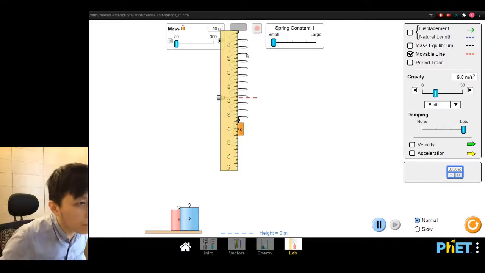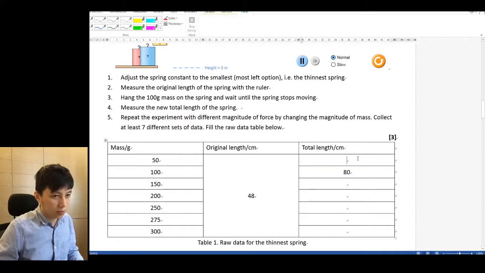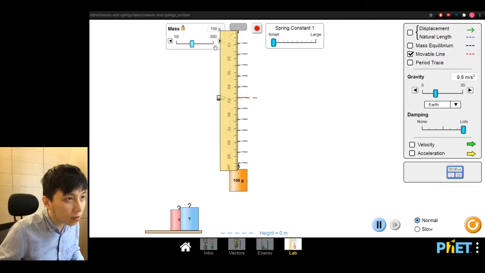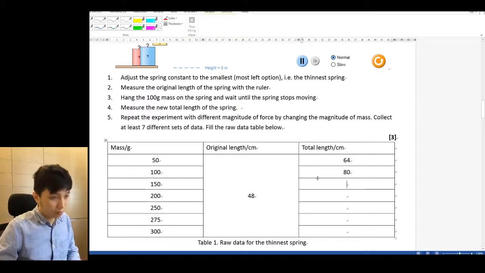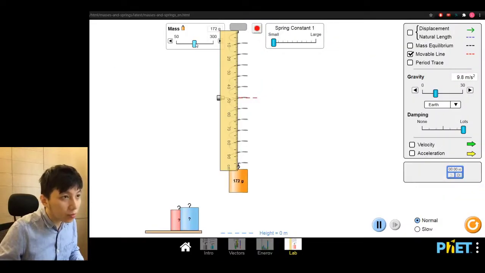Okay, so for now, let's go and check out other data. The 50 gram one would be 64. Okay. And then 150 would be 97. Then 200.